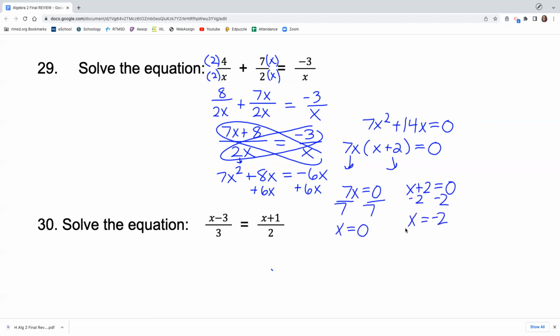I get negative 2 as an answer. But hold up. We know that once we got into this section, there are sometimes going to be situations where an answer that you algebraically get does not actually work. This is exactly the time that this happens.